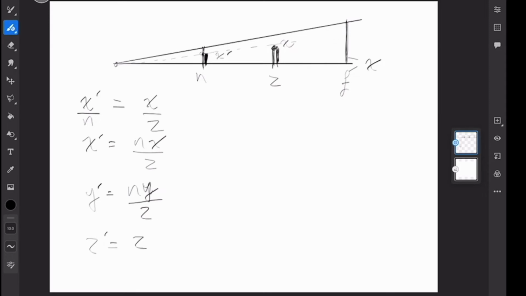So what we want to have is a matrix. We put in our input.